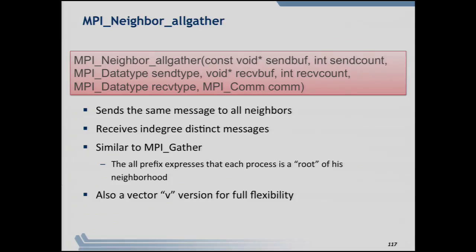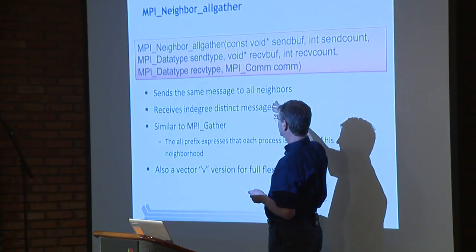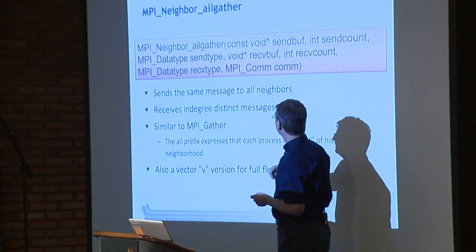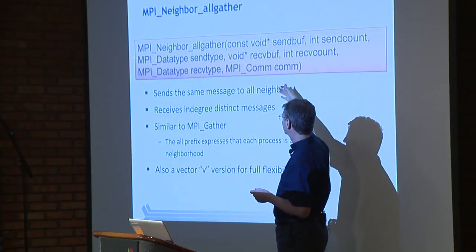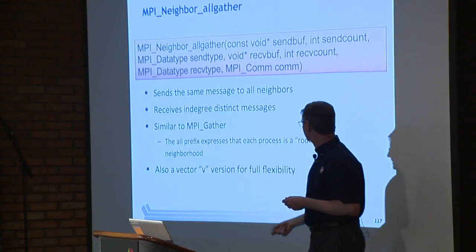At the same time, these are nice ways to write the codes. And as we'll see, here's neighbor all-gather. It looks pretty much like an all-gather, except that instead of size-of-communicator data messages, you get in-degree data messages that are received, and it sends out-degree messages.